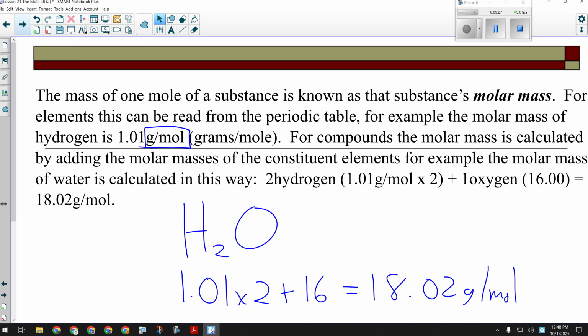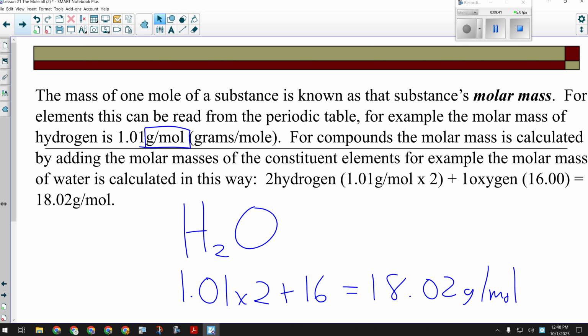Okay? Is that calculation super difficult? How many people are on a calculator? Okay. Tomorrow, everybody's hand should be up. Everybody bring a calculator tomorrow. We're going to be using our calculators a lot when we're doing the mole equation stuff, so you're going to need your calculators.